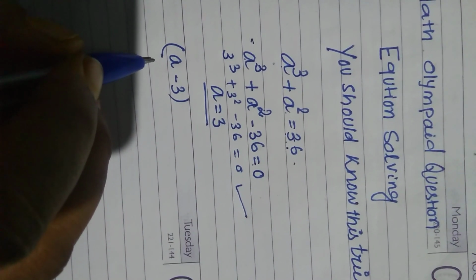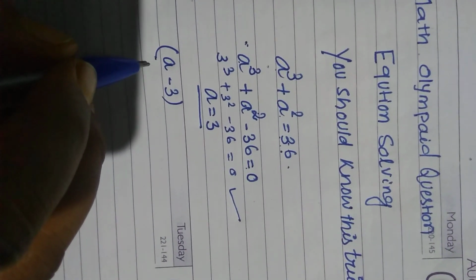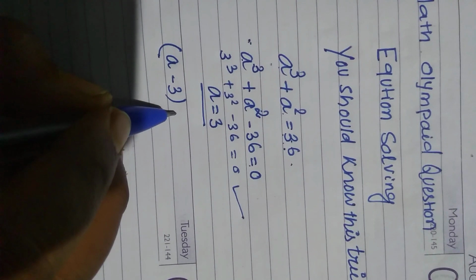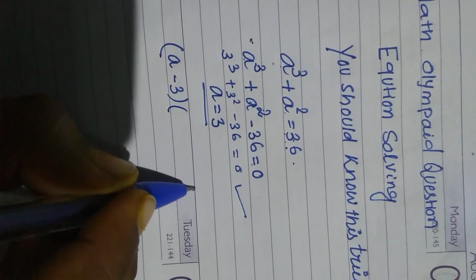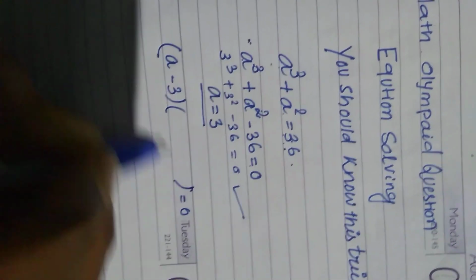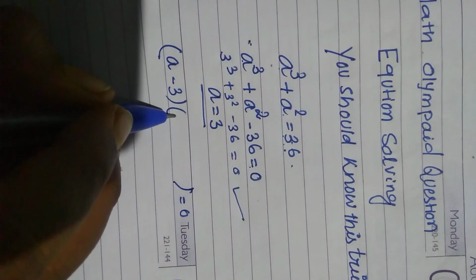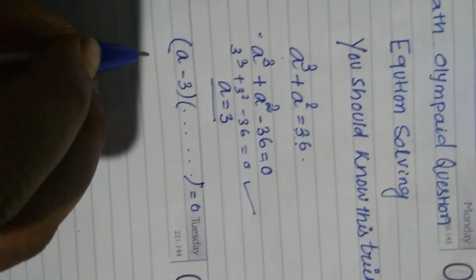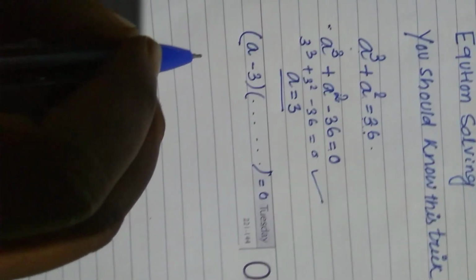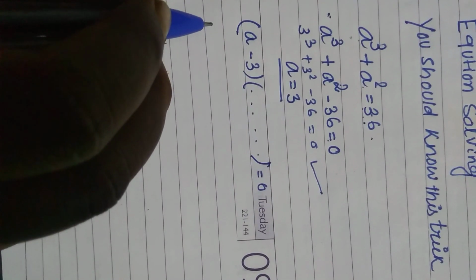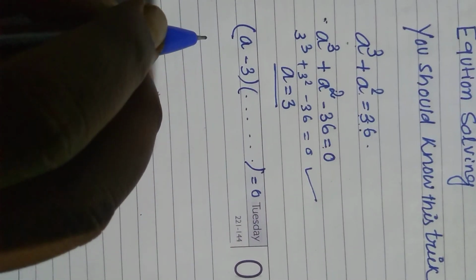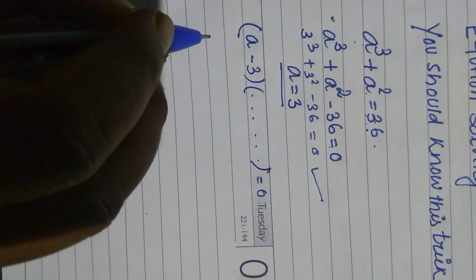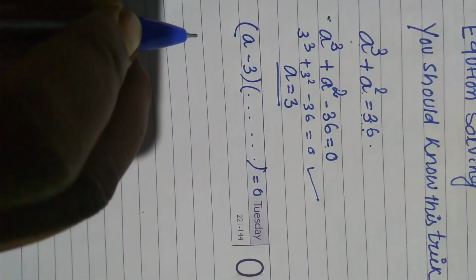Now we have one factor, and factors are always written like this: a minus 3, and something multiplied to that, which we don't know. So how do we find what's multiplied to a minus 3? We can use the long division method, or the identity method. When using the identity method, you have to transform into two identities, that is a cube minus b cube or a square minus b square. Let's do it with the long division method.